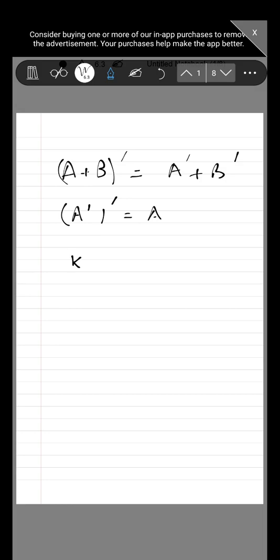And a scalar multiplied by A, and if you transpose it, it is equivalent to K multiplied by A transpose. So these are some simple properties of the transpose of a matrix.